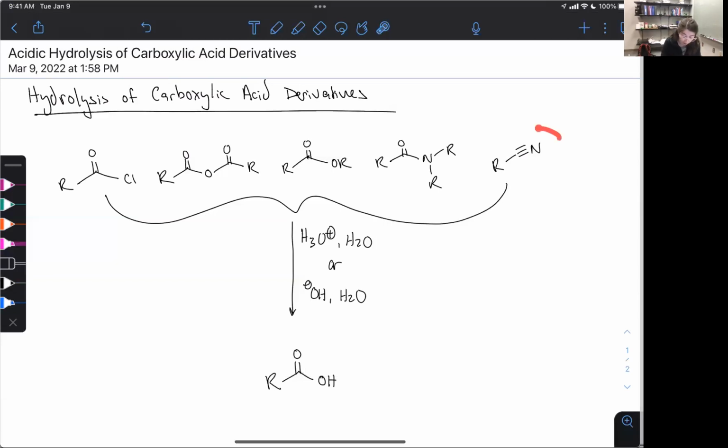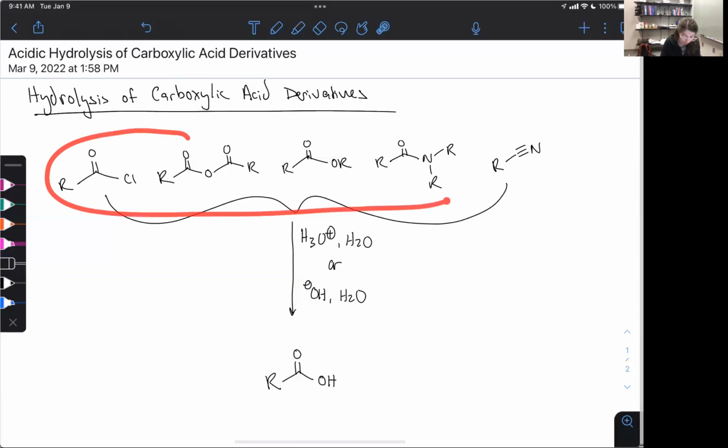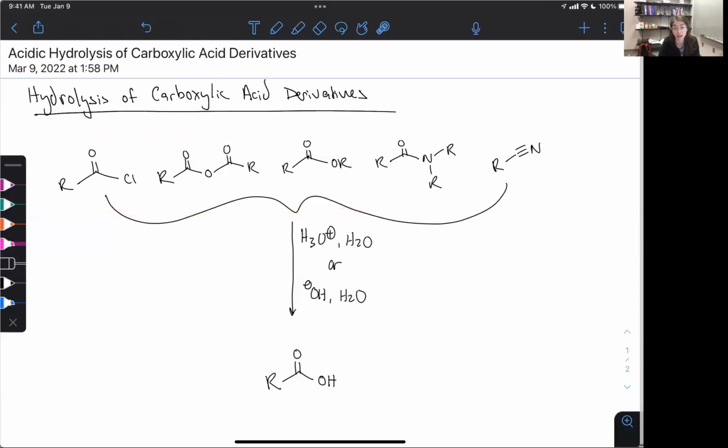The one outlier is probably the nitrile, because you can get all of the others from a carboxylic acid. A nitrile is a little bit harder to get from a carboxylic acid, but they're still grouped in the same realm because we still have a carbon that has 3 bonds to a heteroatom, so it still has the same oxidation state as something like an amide or an ester, and has similar reactivity. So we're going to group that one in as well.